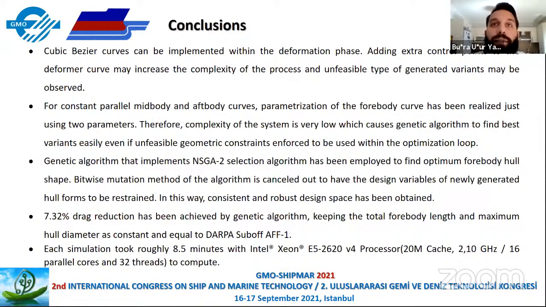A genetic algorithm that implements the NSGA2 selection algorithm has been employed to find the optimum forebody hull shape. Bitwise mutation in the algorithm is cancelled out to keep the design variables of newly generated hull forms restrained. In this way, a consistent and robust design space has been obtained. A 7.32% drag reduction has been achieved by the genetic algorithm, keeping the total forebody length and maximum hull diameter constant and equal to DARPA SUBOFF AFF-1, and each simulation took almost 8.5 minutes with the presented core.